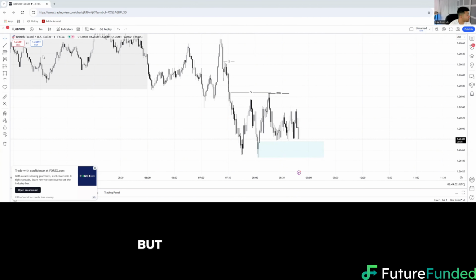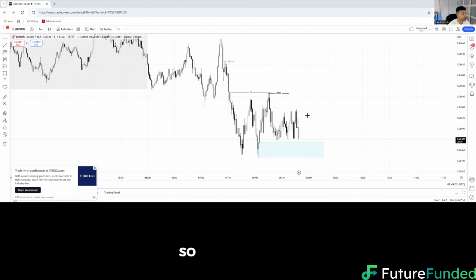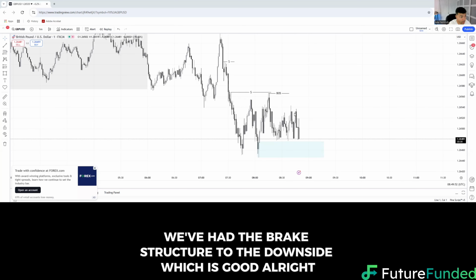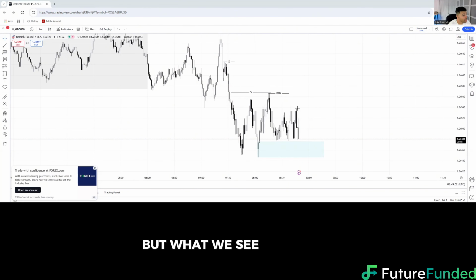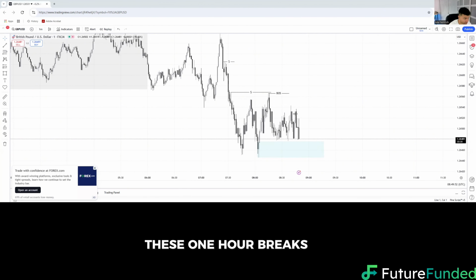All right, but wanting and doing are two different things, because right here you can see we've got a high, a higher low, a new high, and now we've just had a 1-hour break of structure to the downside. So first red flag, we've had the break of structure to the downside, which is good. Ultimately that is good, but what we see, more often than not, is that price normally has some form of reaction from these 1-hour breaks of structure.